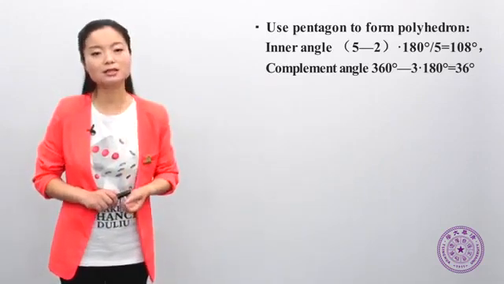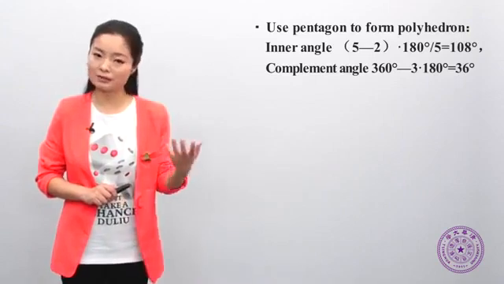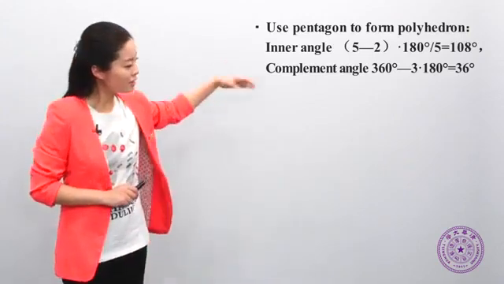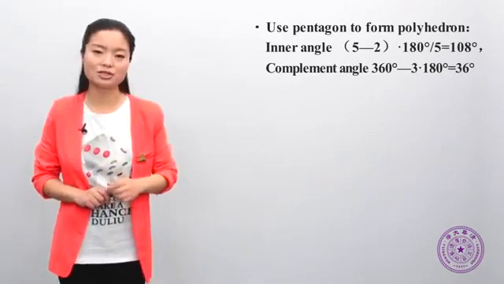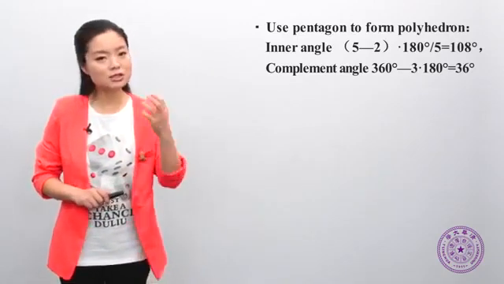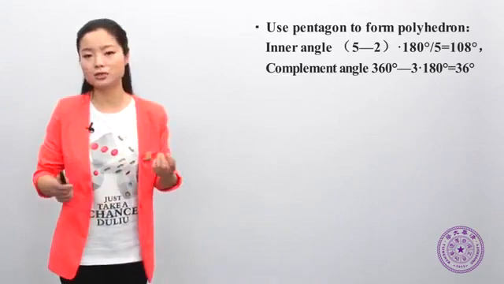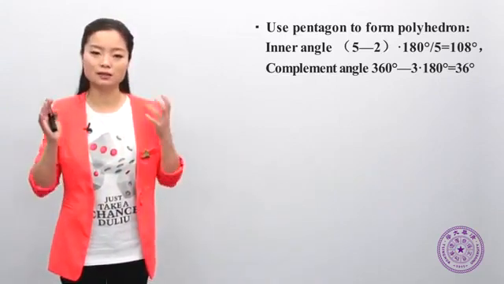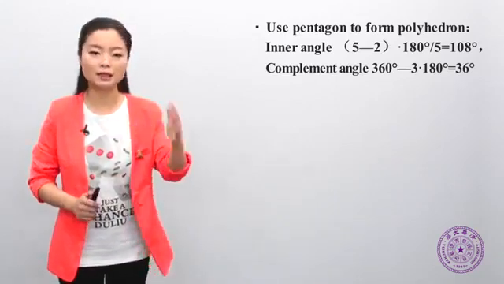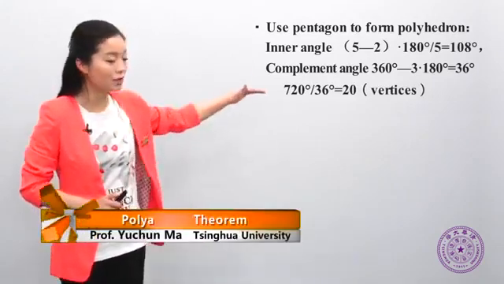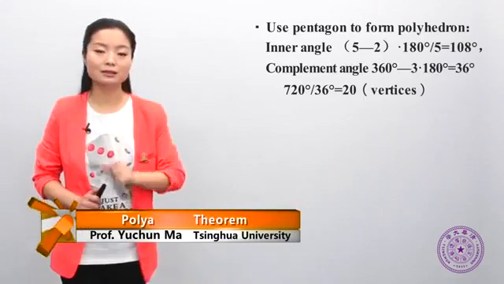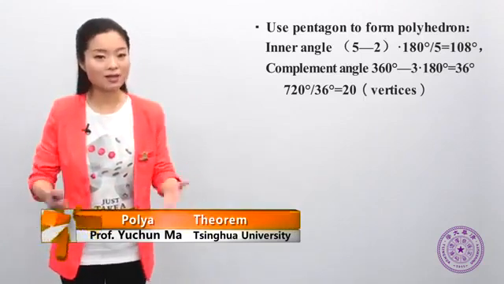So what does it mean? It means that for each vertex, there should be 3 inner angles, each inner angle being 108 degrees. Since the complement angle is known already, and we know that the summation of all the vertex complement angles is 720 degrees, how many vertices are there? I will directly take 720 divided by 36. We'll then get the number of vertices. In total, there are 20 vertices.